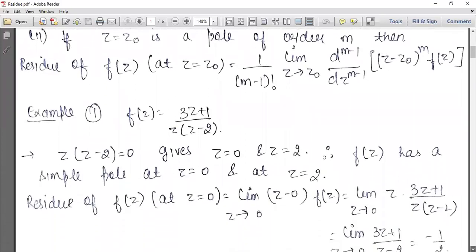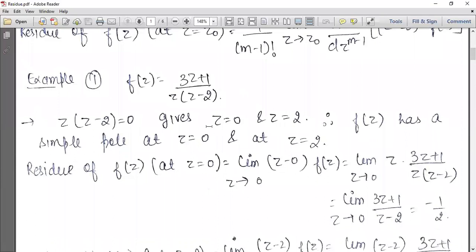So let's see a few examples. The first one is f of z equals 3z plus 1 divided by z into z minus 2. First we need to find the poles. For poles, you just put the denominator equal to 0. So z into z minus 2 equals 0. This will give you z equal to 0 and z equal to 2. Clearly, the power of z is 1 and the power of z minus 2 is also 1. So each one is a simple pole, or you can say a pole of order 1.